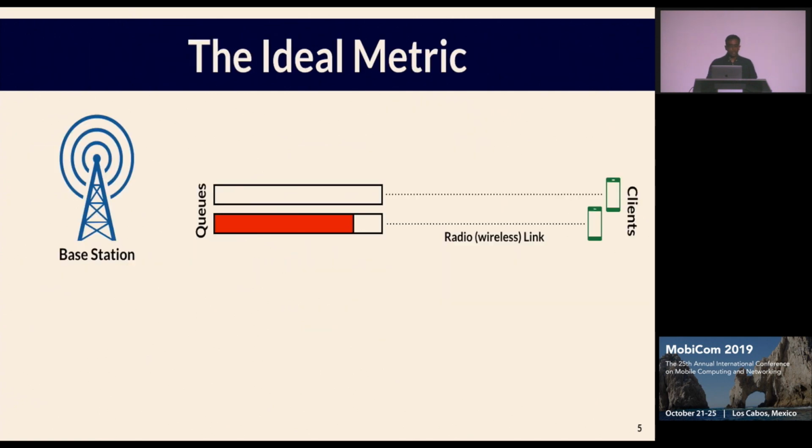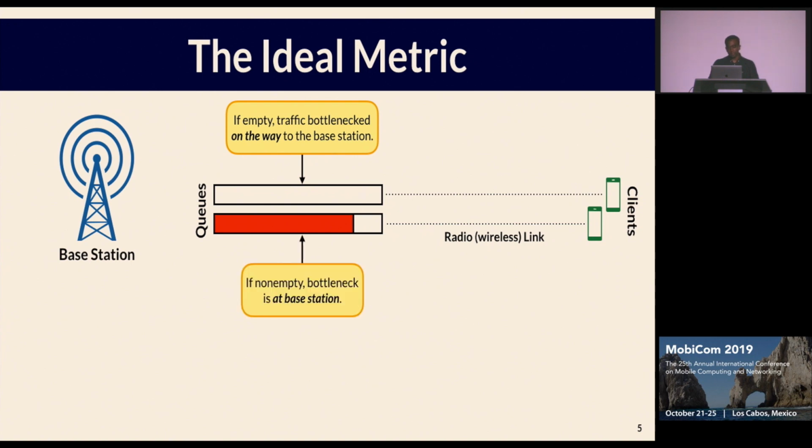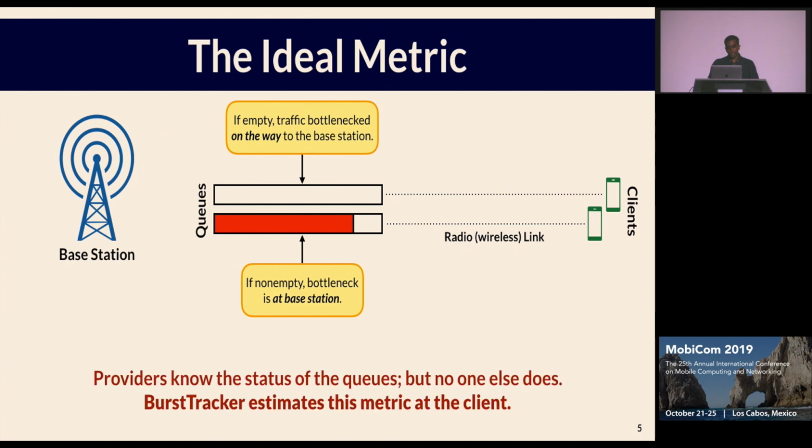So what do we need to know in order to determine if there is a bottleneck at the cellular link? We should know the status of the queues at the base station. If the queue is empty, then we know that traffic is bottlenecked on the way to the base station. And if the queue is not empty, then we know that the application is sending enough data, so the bottleneck must be at the base station. The reality is that providers know the status of the queues at the base station, but no one else does.